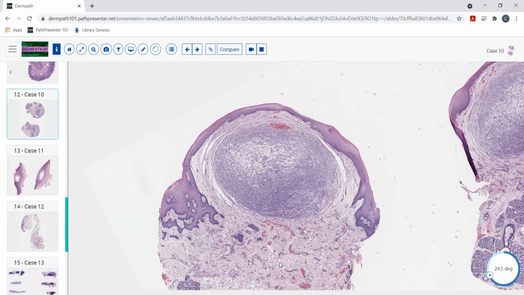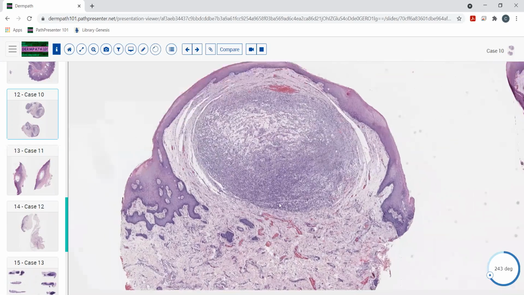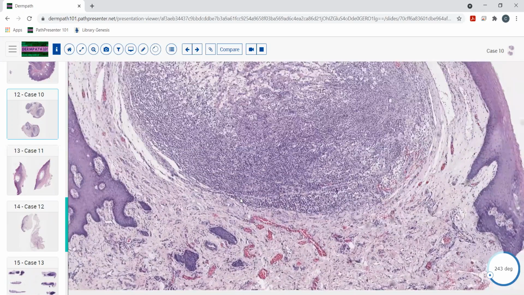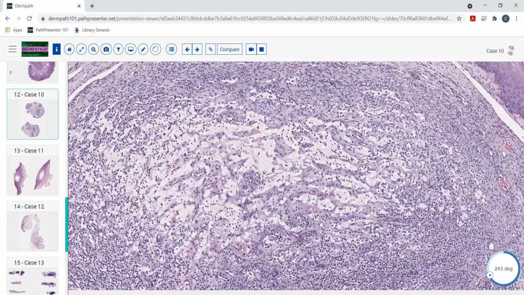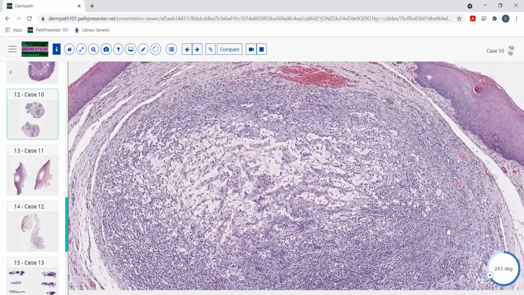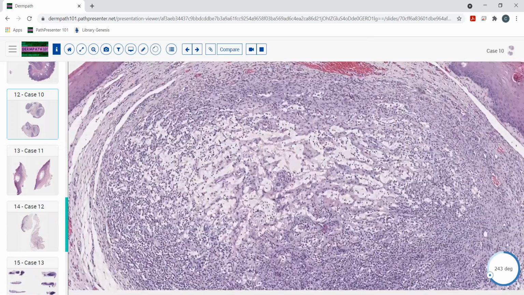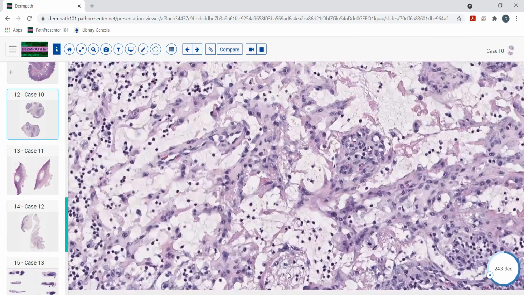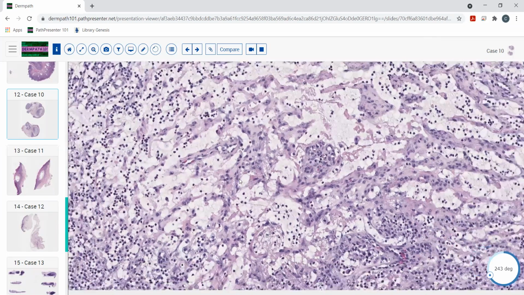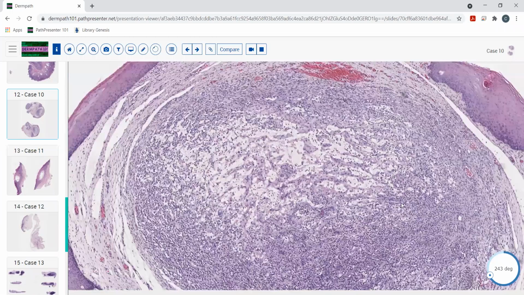Well, it's on an area where there's stratified squamous epithelium, but there's no cornified layer. There's no follicles here. So you say we're probably on a mucous membrane. And in this case, we happen to be on the lip. As we go to higher magnification, you can see all this mucin with inflammatory cells, neutrophils, plasma cells, and macrophages that have engulfed the mucin over here. So we've got mucophages. And this is a mucocele.